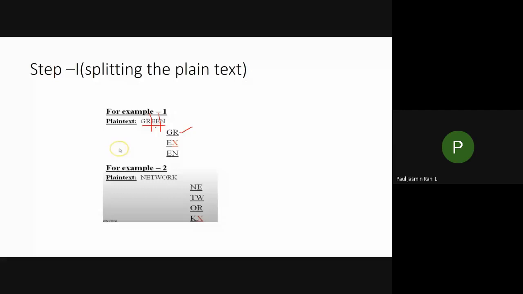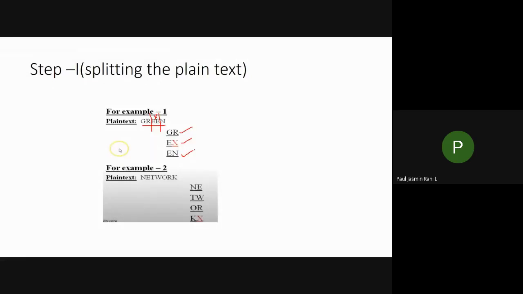But after this, you are getting a double E. Whenever you get duplicate letters, in that case you have to substitute X between the E and E, and after that you have to split it again. Here you have EX, next you have EN. So in this way you have to split your plain text. This is the first step you have to follow.